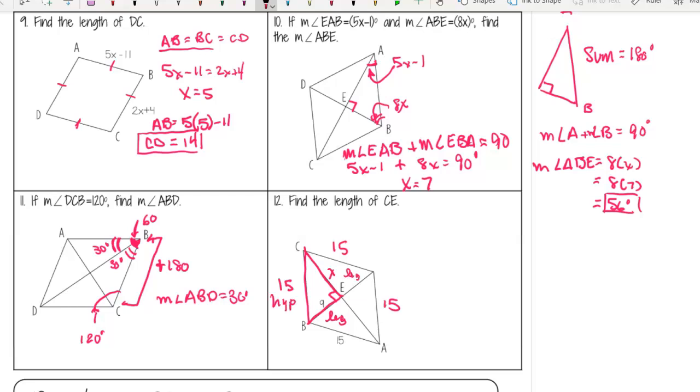This is the hypotenuse. So again, we're using the Pythagorean theorem on this. X squared plus 9 squared equals 15 squared. Solve that, and we get x equals 12. Take that x equals 12, and we know that that would be CE. Well, we know that CE then equals 12.